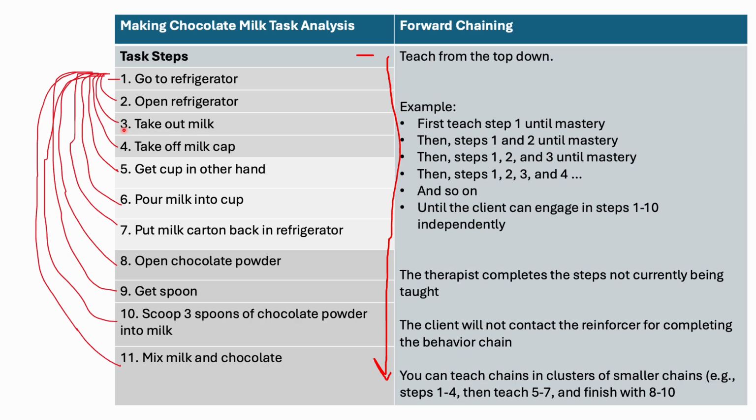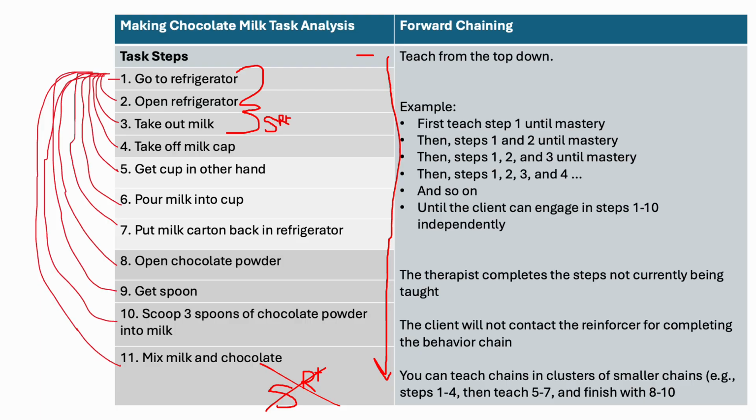Okay, and then the component about reinforcement is very important here. So as I mentioned, with forward chaining, you're not going to wait until the end of the entire behavior chain to deliver reinforcement, right? We're not delivering reinforcement here. No, okay? We're going to deliver reinforcement at the specific step that we're targeting. So let's say we're working on step 3. After they've engaged in all 3 of these responses, okay, that's when we'll deliver the reinforcer.